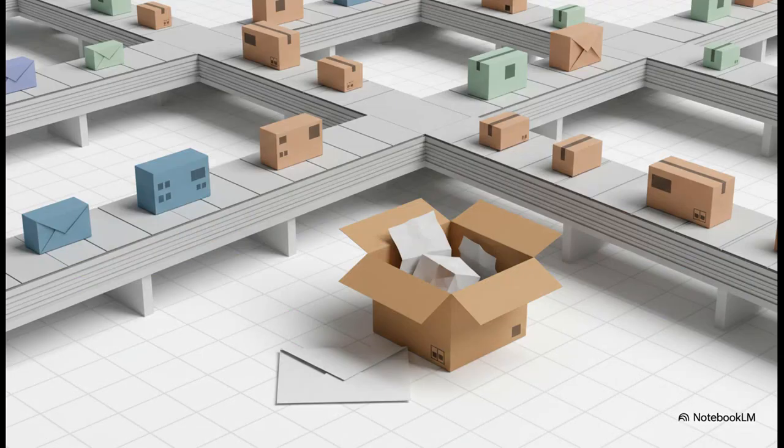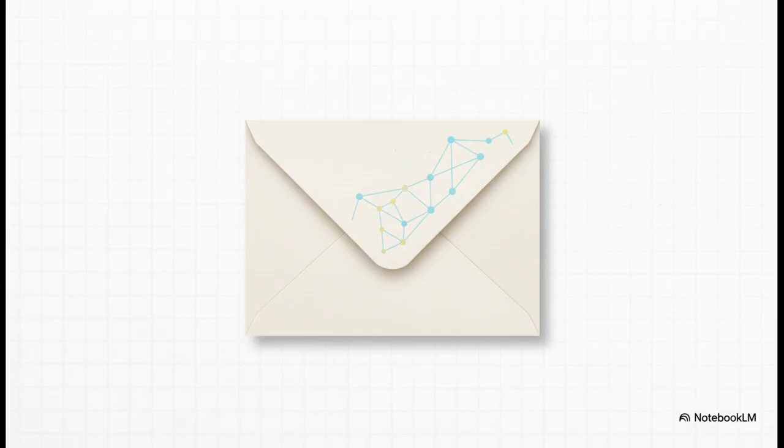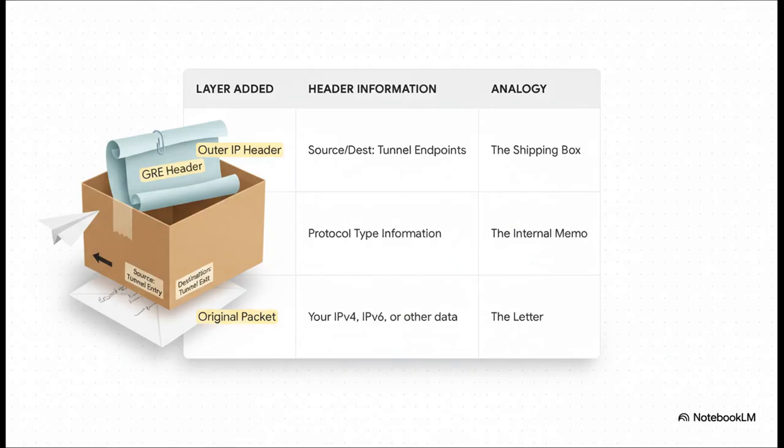And to make this crystal clear, let's use an analogy. Let's pretend your data is a private letter you need to send. The internet? That's the huge global postal system. GRE is like the super specialized packaging service that makes sure your letter gets exactly where it needs to go, untouched. So, step 1, we have the original packet. In our analogy, this is the letter itself. It has the message, the payload, and its own private source and destination addresses. But here's the thing. At this point, the public postal system, the internet, wouldn't know what to do with it. It's unroutable.